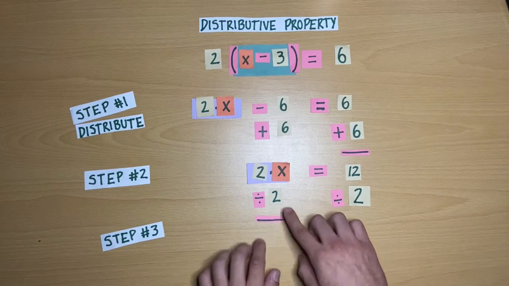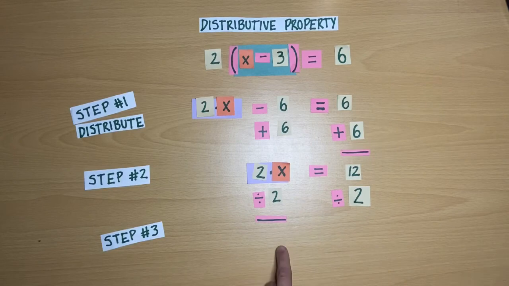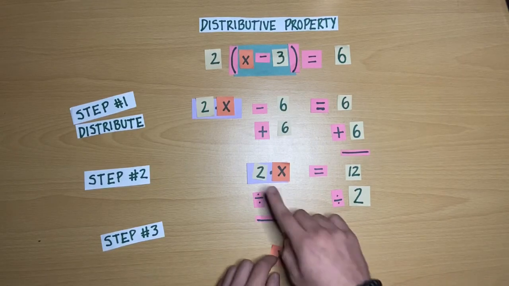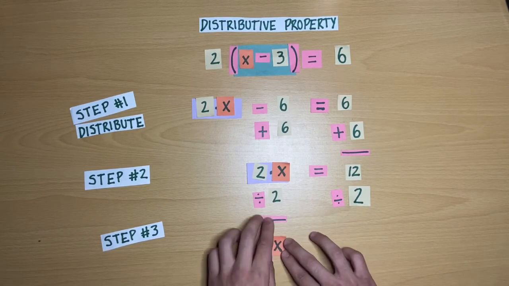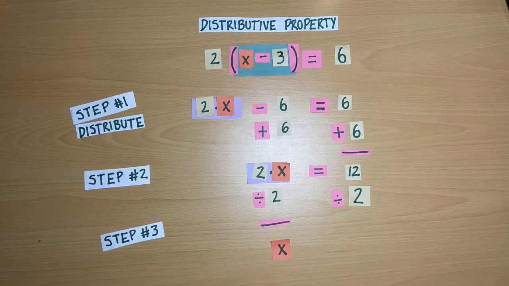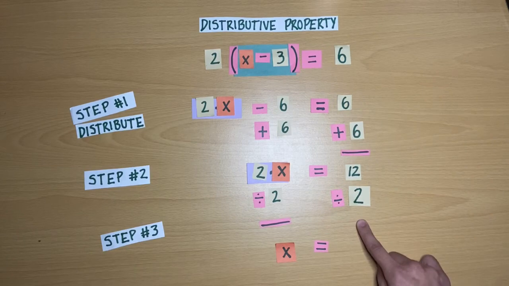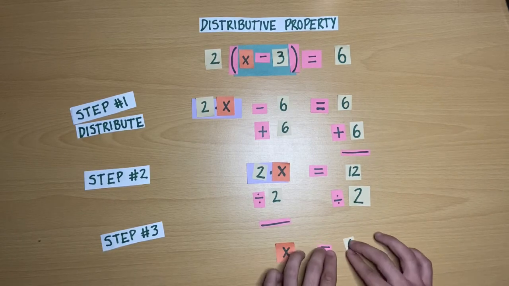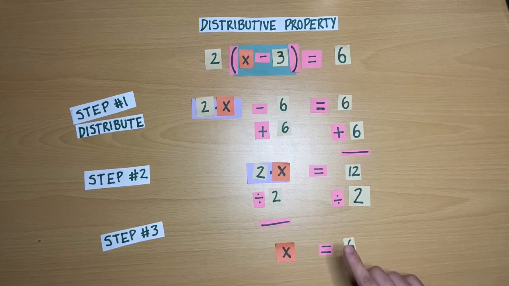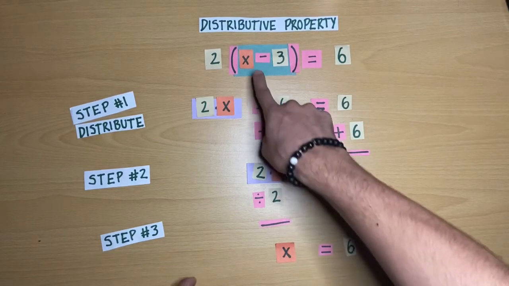And this, when we divide 2 divided by 2, that gives us 1x to be exact. And that's just 1. And now, when we divide 12 by 2, we get 6. And we can verify this by plugging 6 back into here.